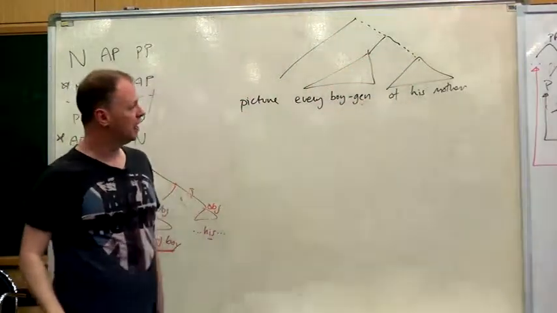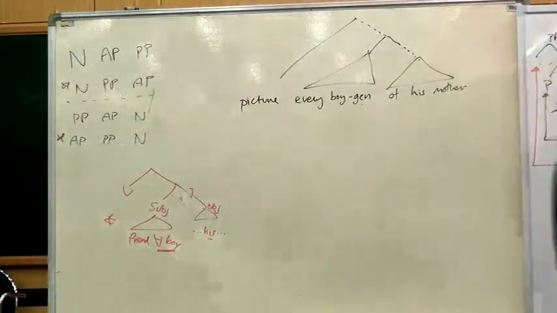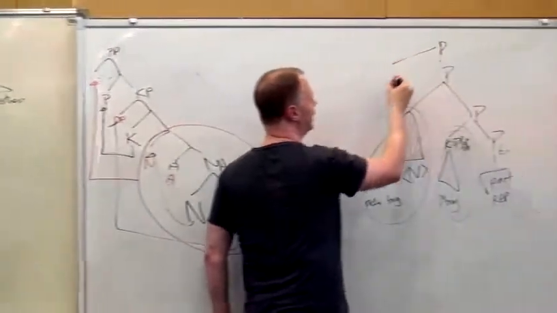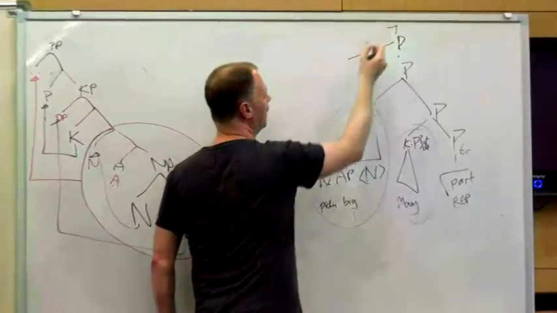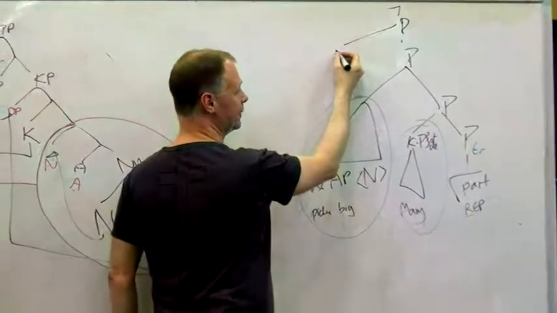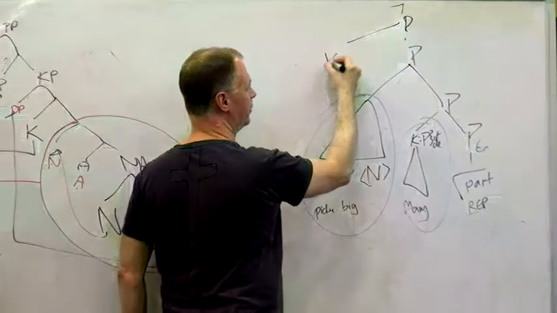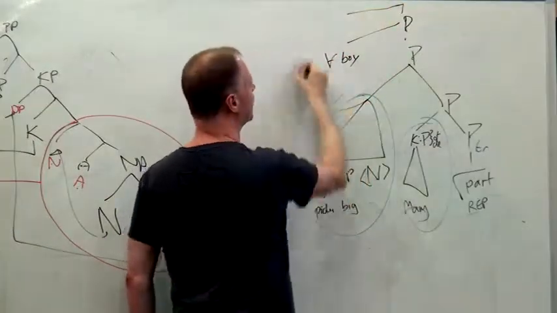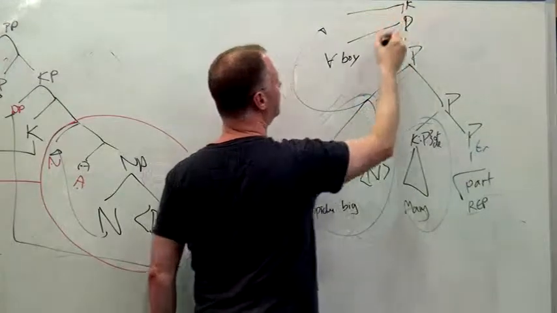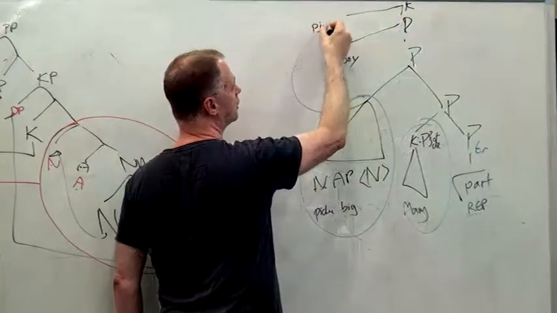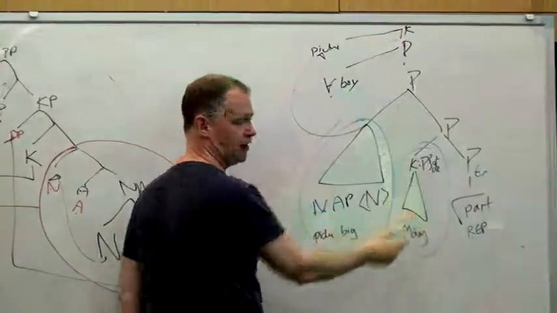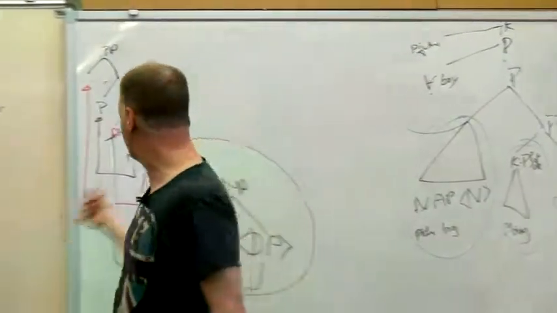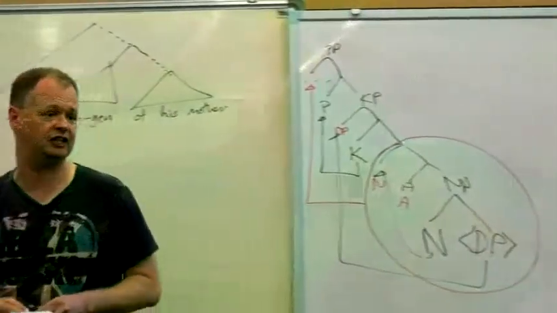Okay? I'll just tell you what it looks like, actually. So we're going to end up saying that up here there's a D position, and the possessor ends up inside this D position, so this is where every boy will be. And then what happens is this noun phrase moves up into the spec KP, and we get picture, every boy, of his mother. That's going to be my analysis. You can do a very similar analysis from the Canadian story, it doesn't matter.